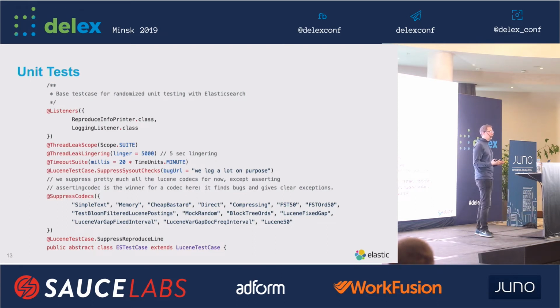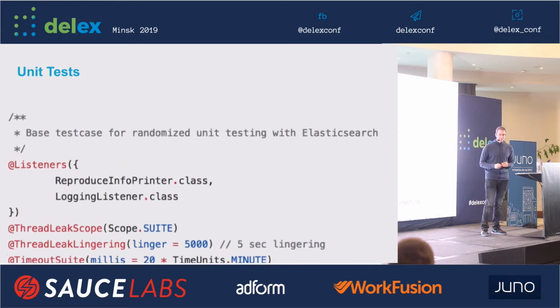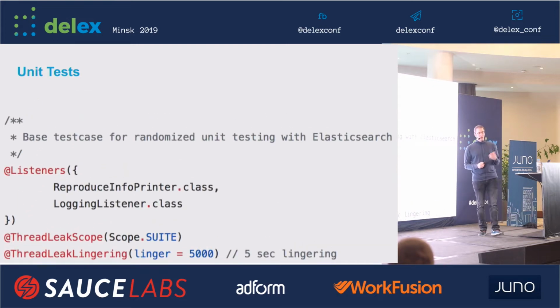Lucene is a full-text search library used within Elasticsearch, which has a couple of interesting setups, but the interesting part is basically this. There are listeners, and there's one listener called reproduce info printer listener, and we will get to that one in a second. The interesting part is also the comment. We say there's a base test case for randomized unit testing. So what the hell is randomized unit testing?